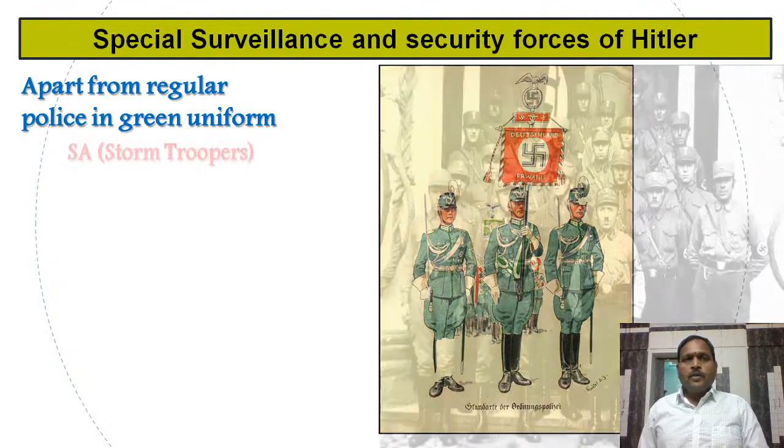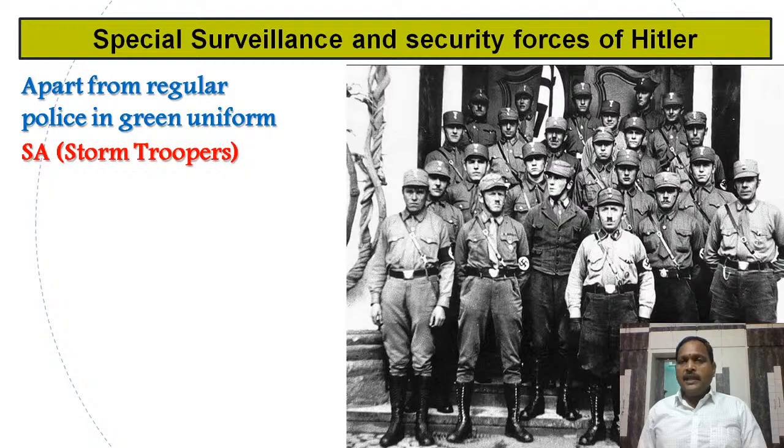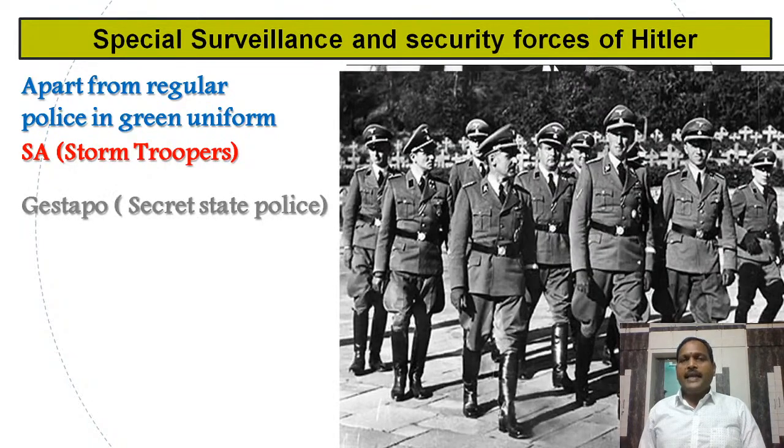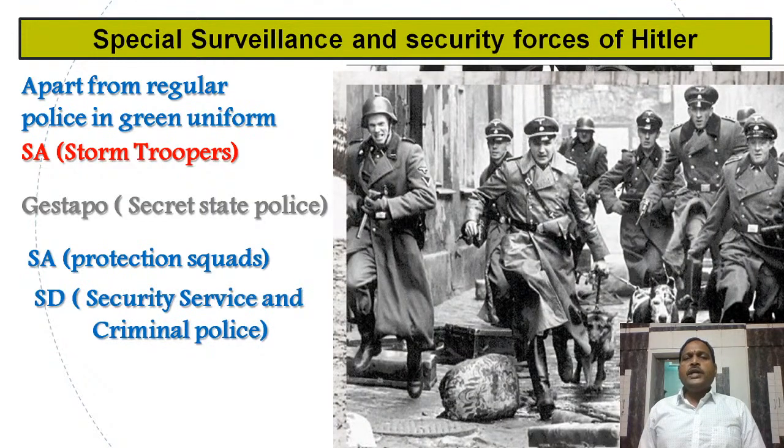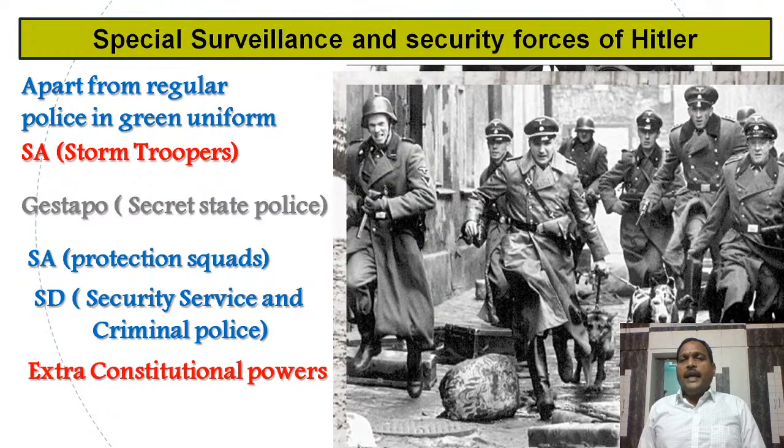We see them. One, SA. These troops are called stormtroopers. Next one, Gestapo, the secret state police. And next, the SS protection squads, the SD security service, and the criminal police. These forces were made by Hitler to rule and to sustain himself in Germany.